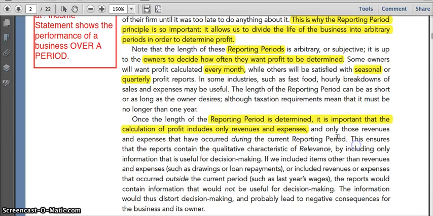So this means that we obviously cover off our qualitative characteristic of relevance, because only the items contributing to the profit of this particular period are useful for decision making. And as it says here, if we included other items other than revenue and expenses, or included revenue and expenses from outside the current period, the information wouldn't be useful for decision making because it'd be distorted.